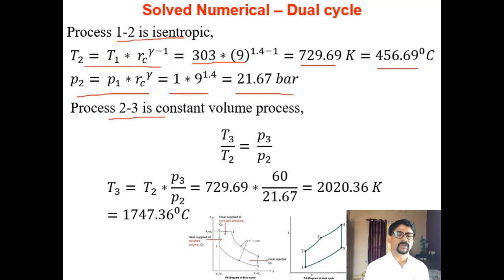So process 2 to 3 is a constant volume process. For a constant volume process, you know that T3 by T2 is equal to P3 by P2. Here the maximum pressure in the cycle is given as P3, so easily you can use this formula. T3 is equal to T2 into P3 by P2. So substitute and simplify. You will get the temperature at the end of the constant volume heat addition as 2020.36 Kelvin or 1747.36 degree Celsius.